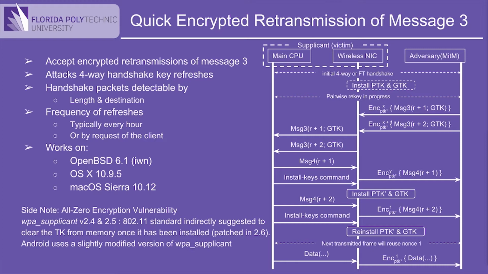Another important vulnerability discovered by the researchers was that when keys were reinstalled on WPA supplicant versions 2.4 and 2.5, of which a slightly modified version is used for Android, it led to a vulnerability where the temporal key was set to 0. This has since been patched in version 2.6.